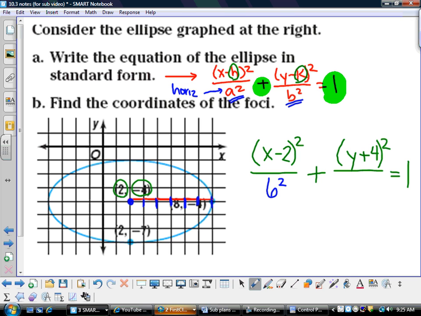Before we do that, let's figure out the b value in the b direction. Start from the center and count up to the vertex there at the top. 1, 2, 3 units to get to the top. So the semi-minor axis is 3. And we'll put 3 squared underneath the y's. For the final answer, all we need to do is write 36 and 9 on the bottom instead of 6 squared and 3 squared.